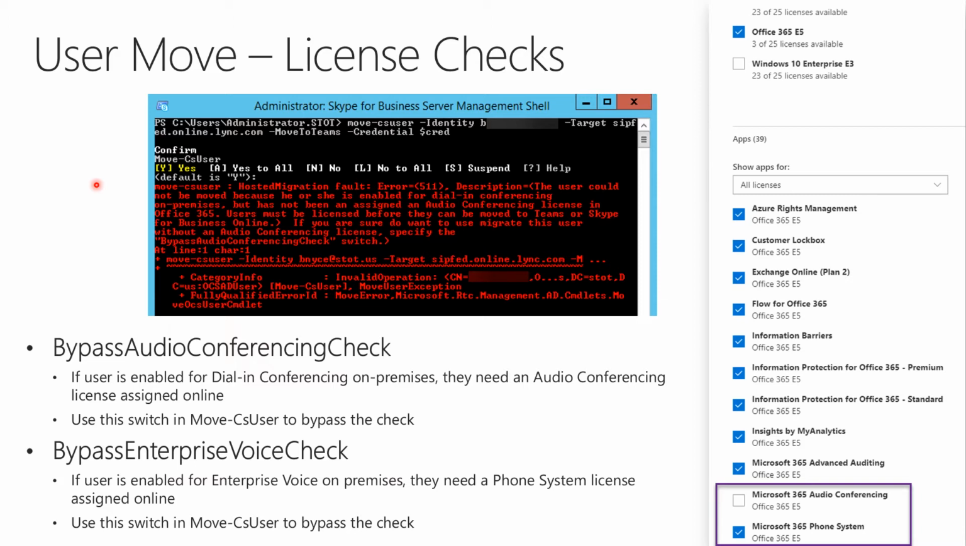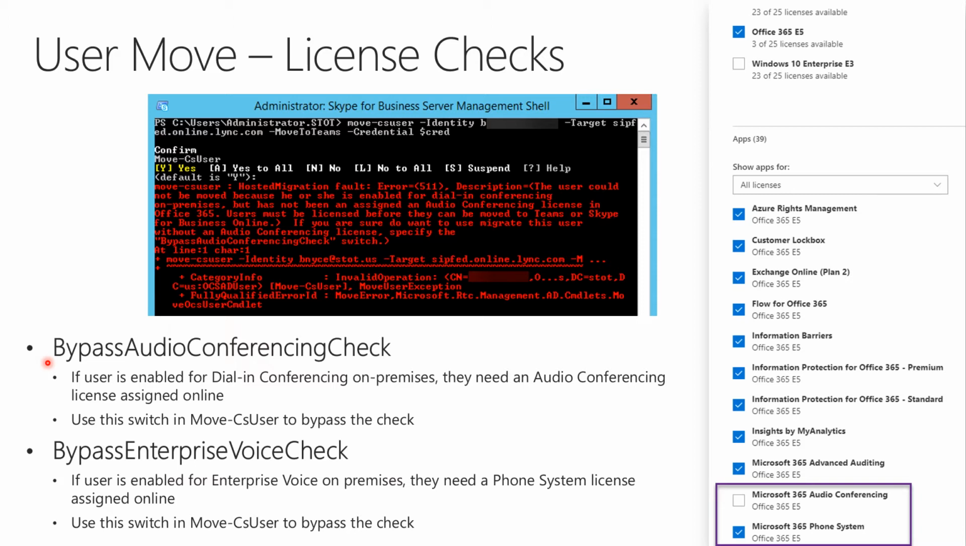Well, there's two ways you can correct it. One, you can simply come over here and give them the license. But maybe you don't want them to have this license. Cool. You can use the -BypassAudioConferencingCheck parameter that basically says, go ahead and move the user, but don't bother checking to see if they have a license or not. Just go ahead and move the user.